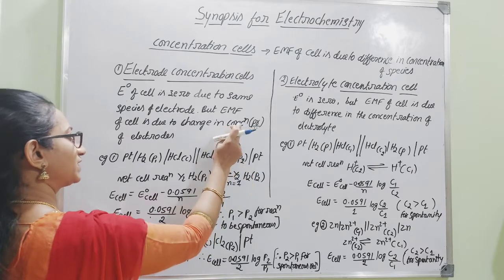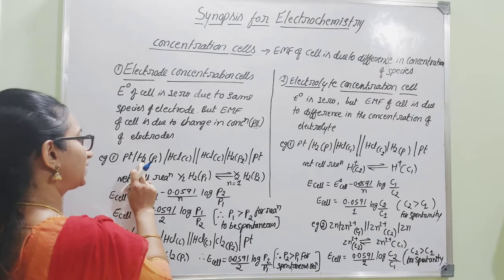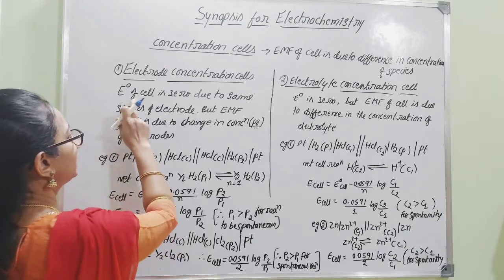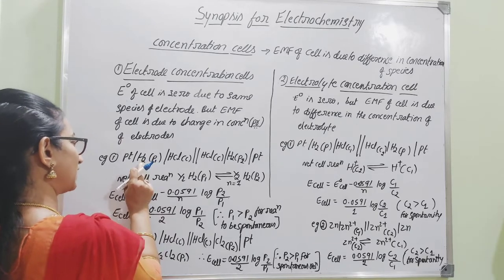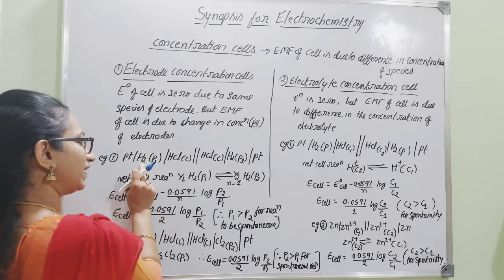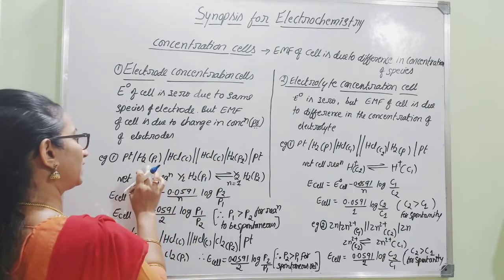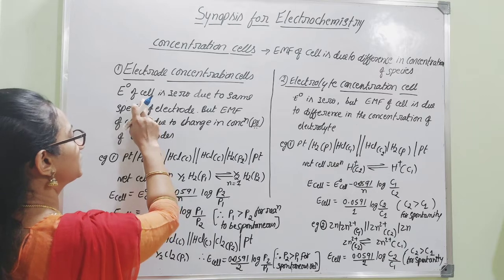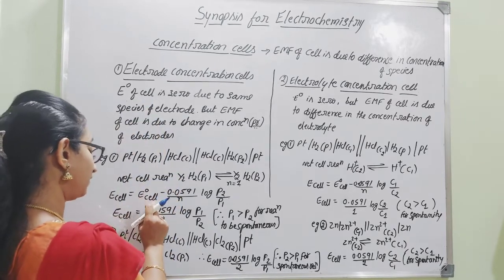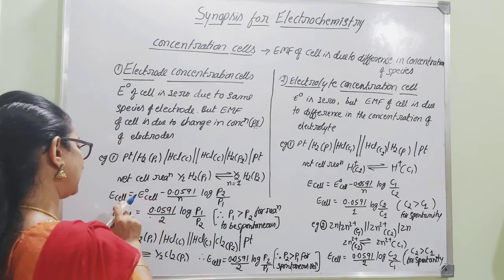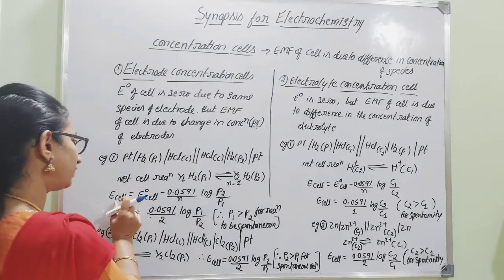Hence, they differ in concentration, here in terms of pressure, because we are using gas. Hence the E naught of cell becomes 0, because E naught of cell is equal to E of RHS minus E of LHS, so it becomes exactly 0. Even though E naught of cell is 0, you will still get a certain value for the EMF of the cell.